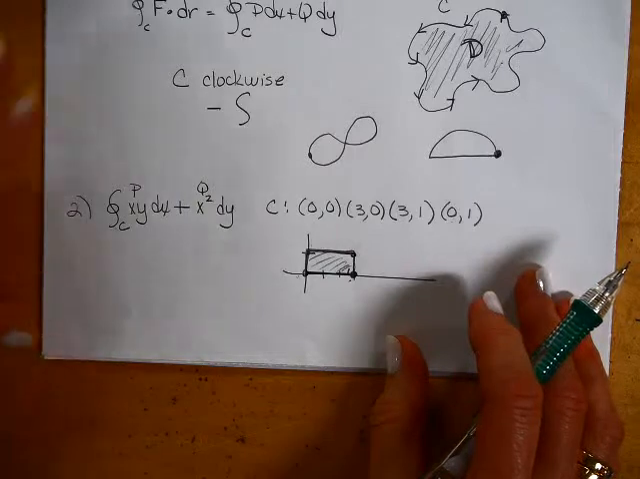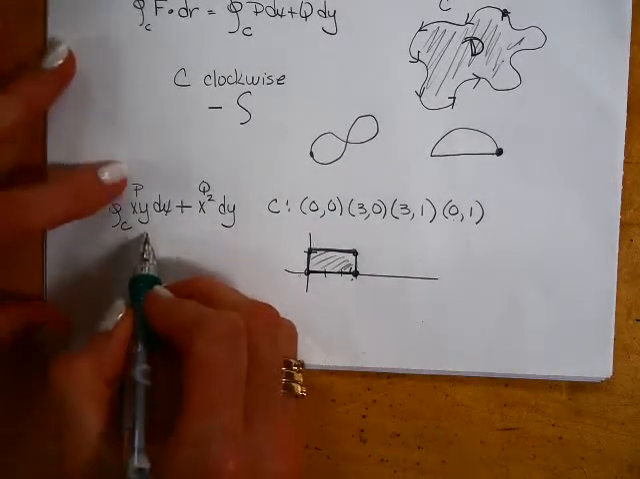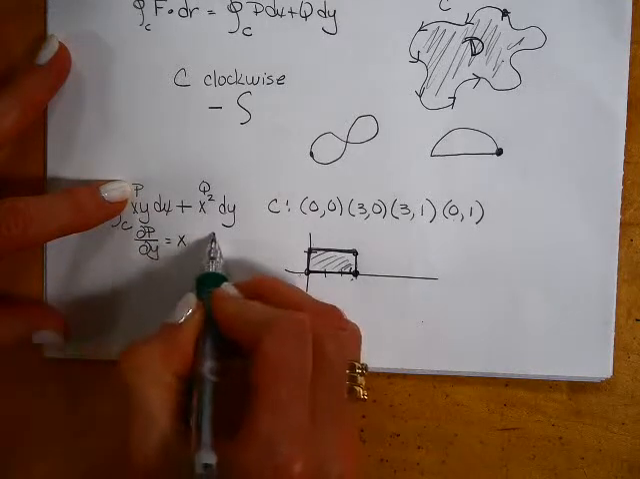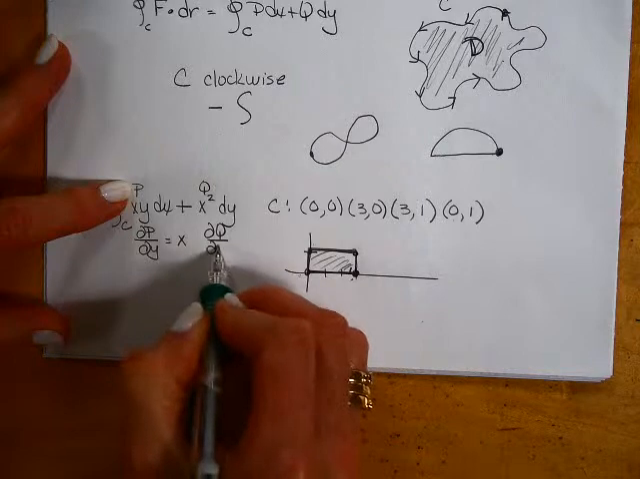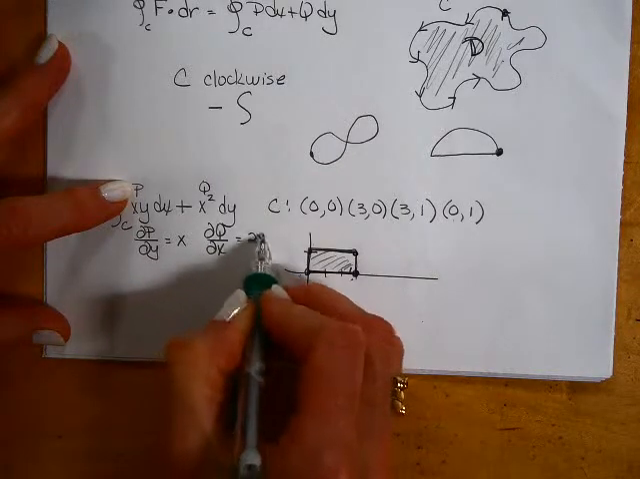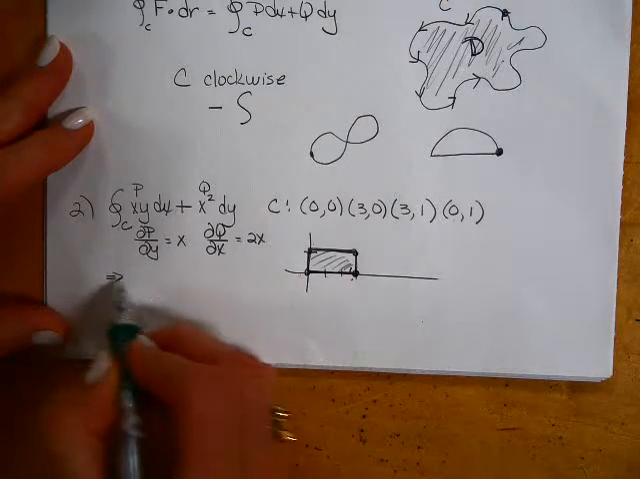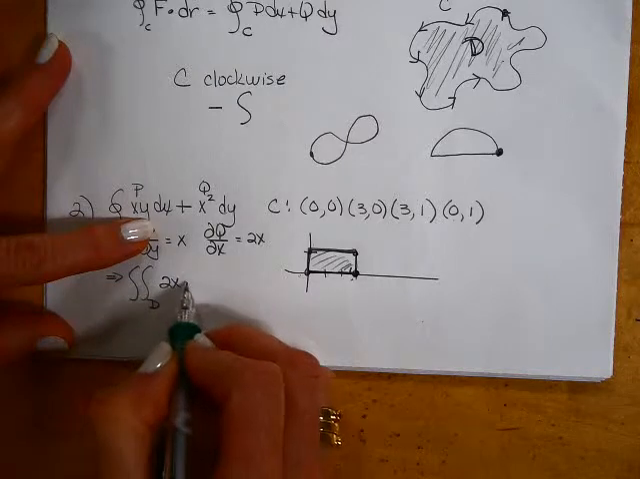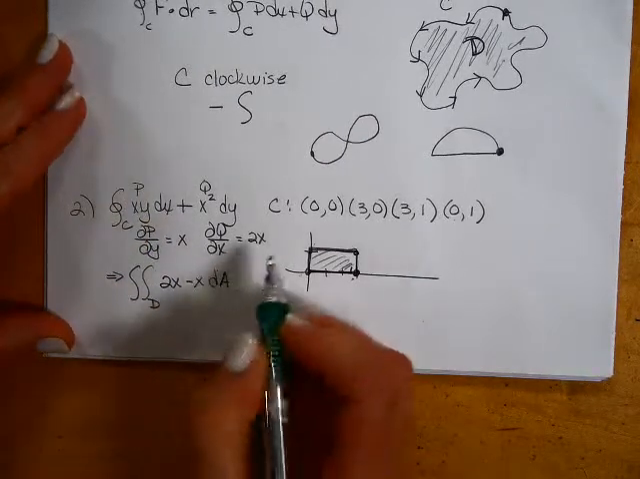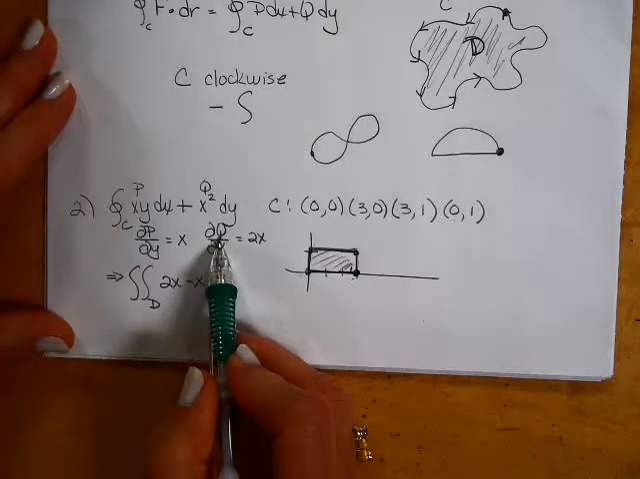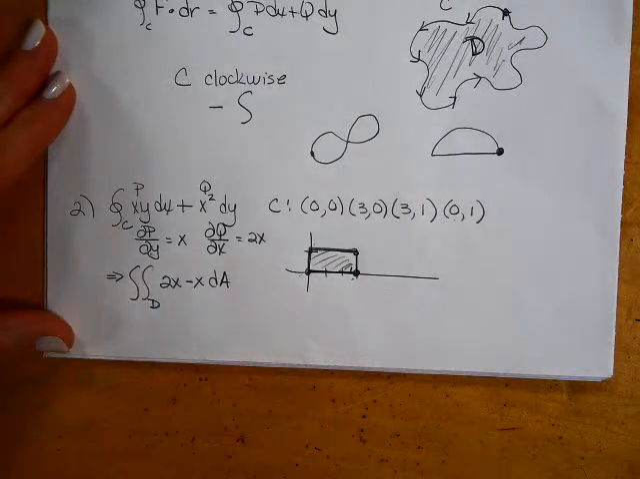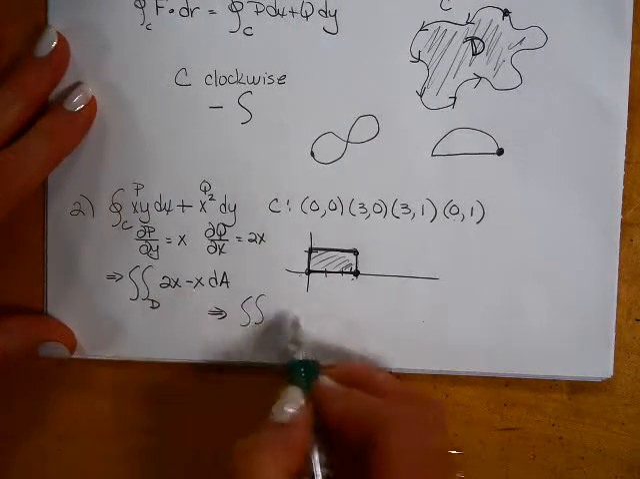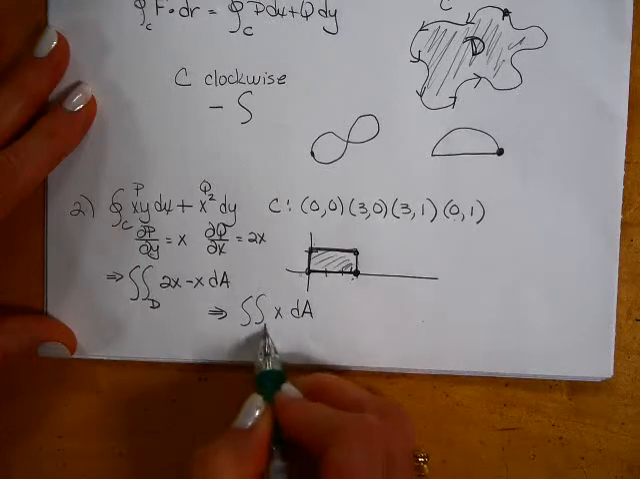a double integral. So to do that, you take the partial of P with respect to y, which is going to give you x. You take the partial of Q with respect to x, which is 2x, and you change this to a double integral over the region D of 2x minus x dA. Partial of Q with respect to x minus the partial of P with respect to y. So this is the double integral. 2x minus x is x dA.